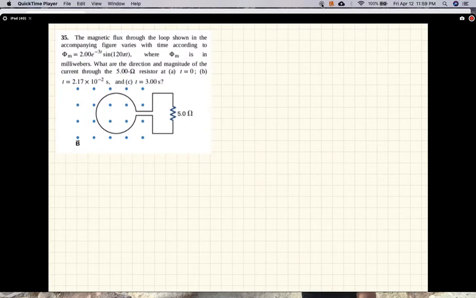Okay, so let's look at this one. The magnetic flux through a loop shown in the accompanying figure varies with time according to this functional form, where the flux is in milliwebers. Weber is the SI unit, and milliweber is a thousandth of a Weber. What are the direction and magnitude of the current through the 5 ohm resistor at t equal to 0, and at t equal to 2.17 times 10 to the minus 2 seconds?